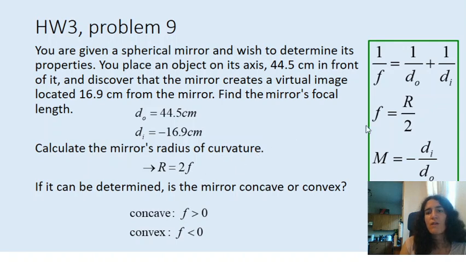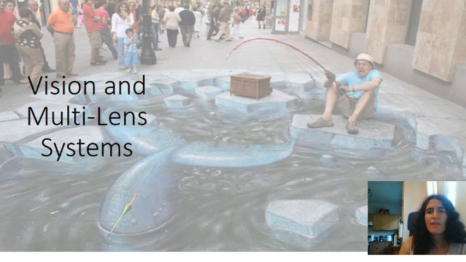So you could solve for the focal length by plugging these values into this equation and then solving for f. The radius of curvature would be double the focal length. And then it's asking, is the mirror concave or convex? A concave mirror would have a positive focal length and a convex would have a negative focal length. Okay, I think that is enough.